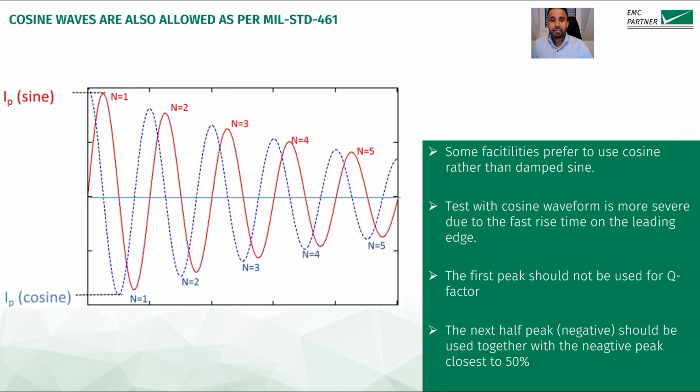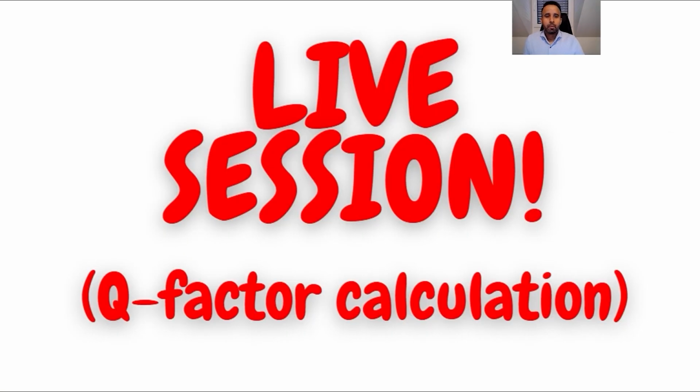Instead, the next half negative peak shall be used. This is also applied to the negative peak closest to 50% of the first negative peak. However, if you have a system that produces cosine and the Q factor is within the tolerance of 10 to 20 using the positive peaks, it is also permissible to use it. So let's switch now to the live session to show you how to calculate the Q factor.